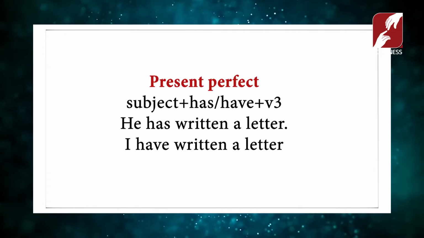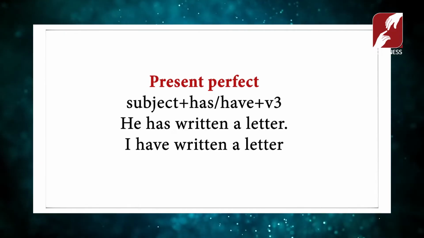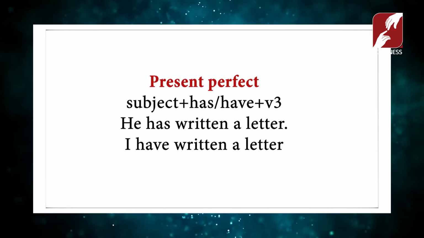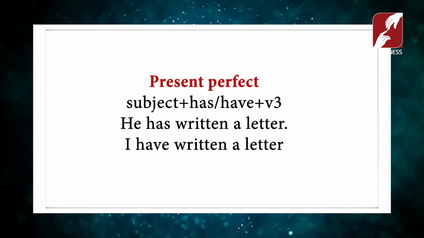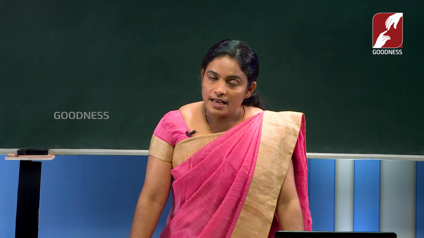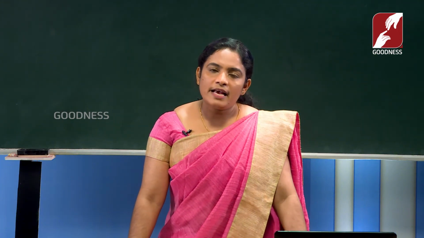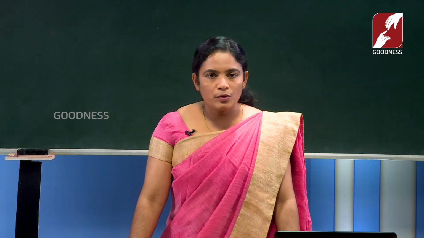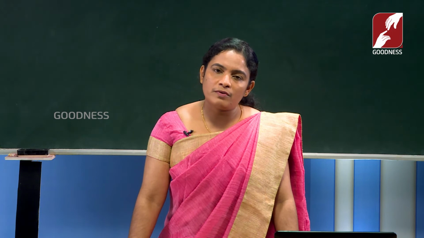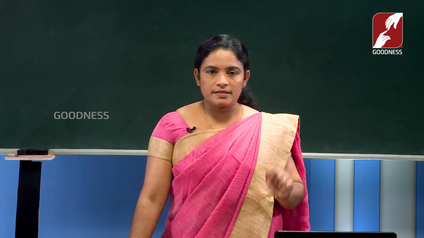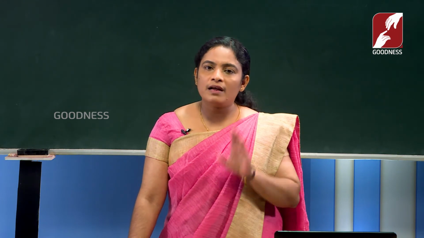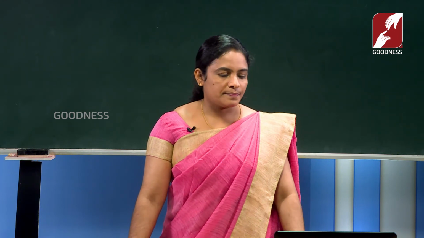Okay. And which is the next one? Present perfect tense. Subject plus has or have plus V3. Has is used with the singular ones. Have is used with the plural ones, and the third form of the verb will be there after this. The third form means the past participle form of the verb, V3 form of the verb.